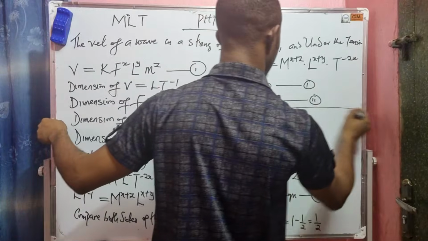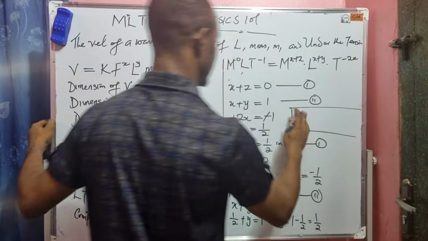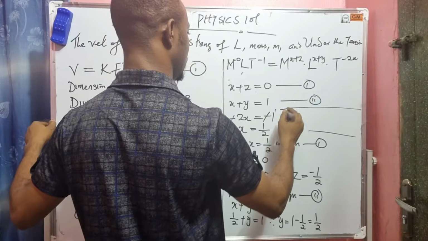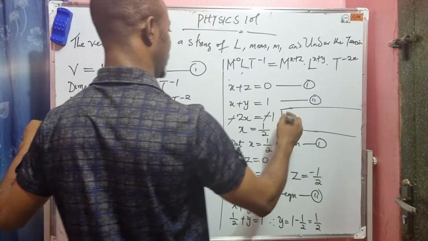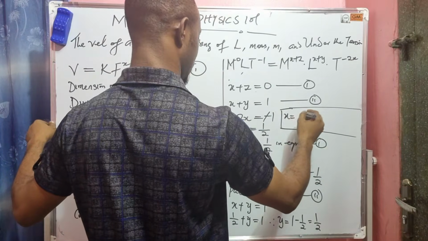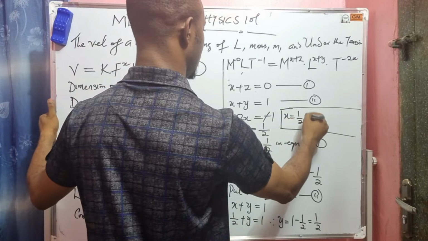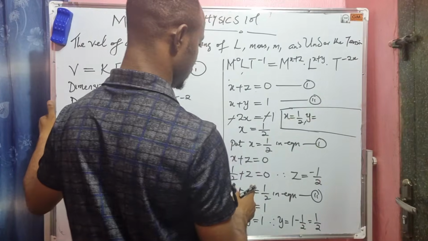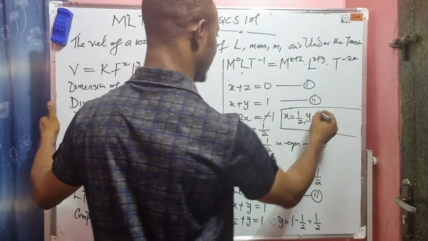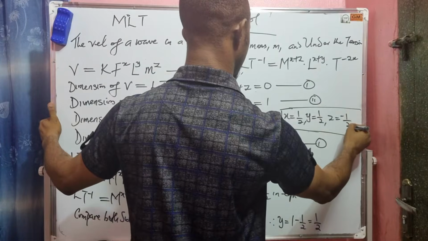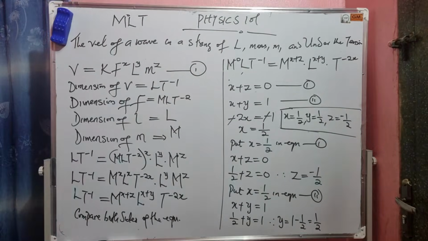Therefore, our answer becomes: the value of our x is half, our y is half, but z is minus 1/2. So take note of this.